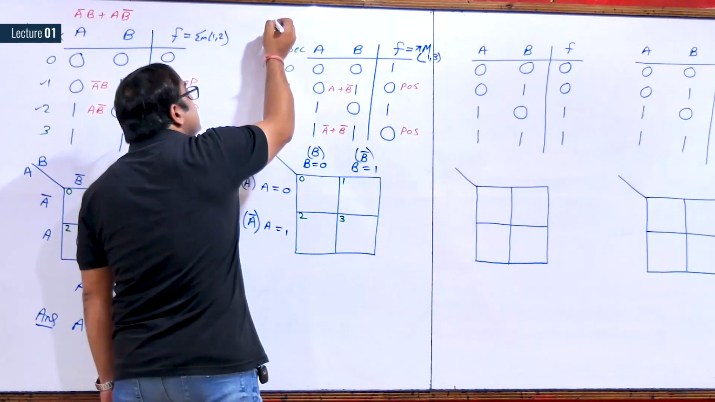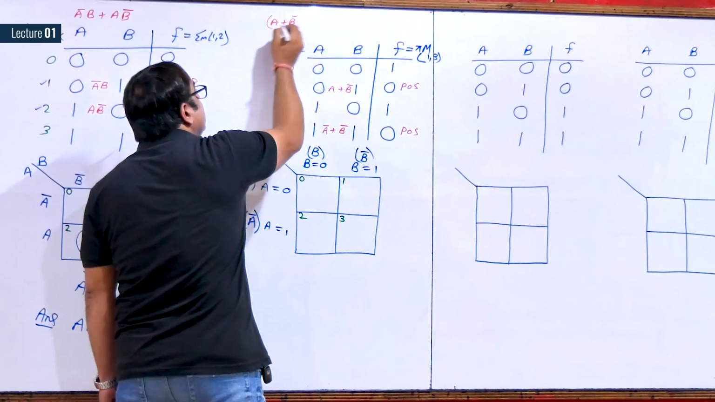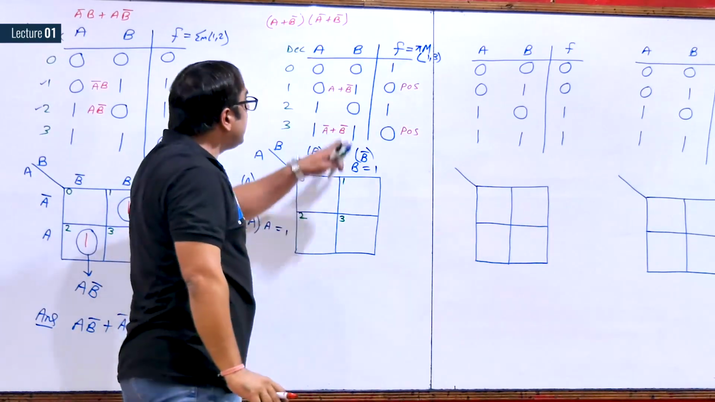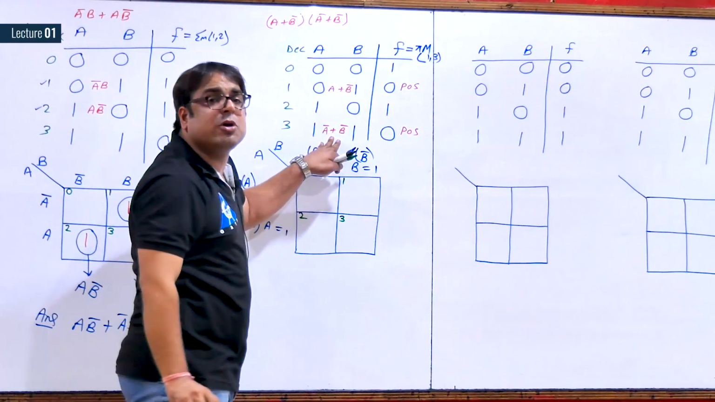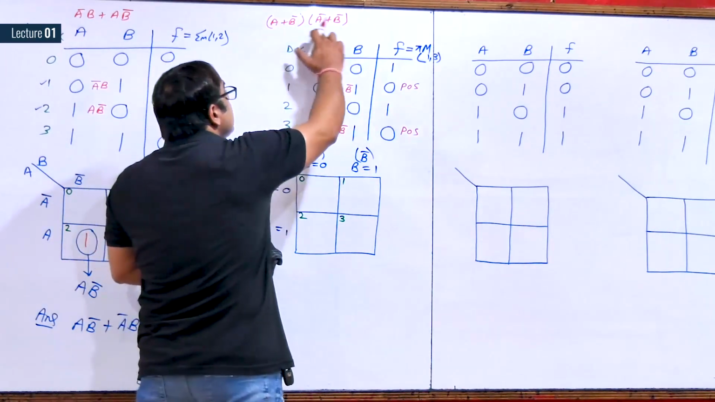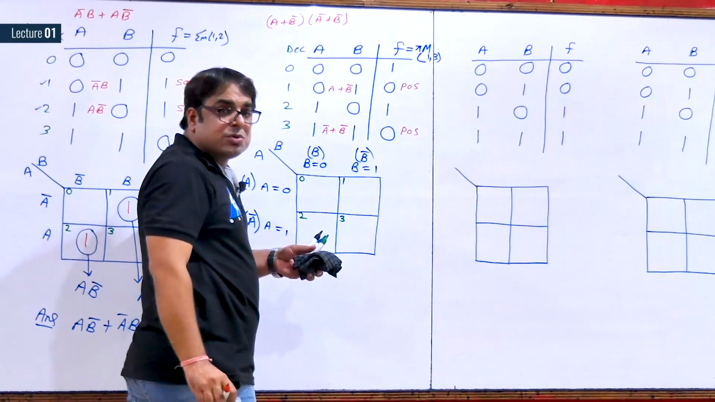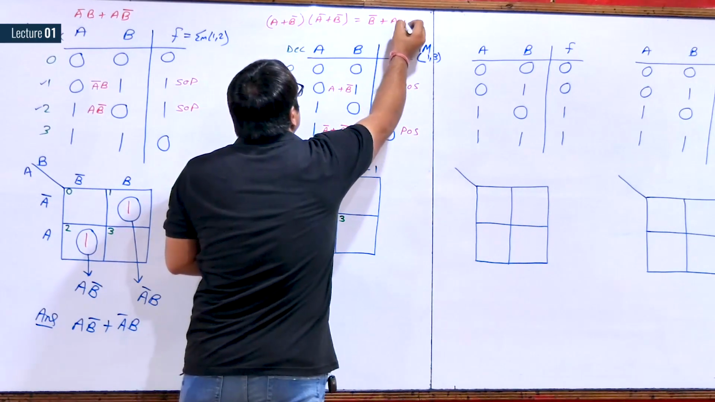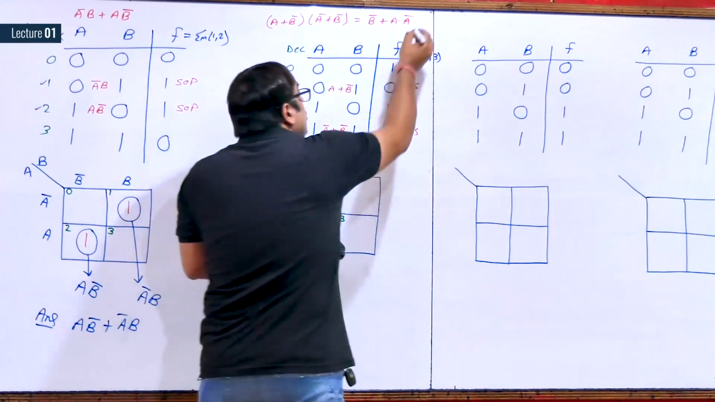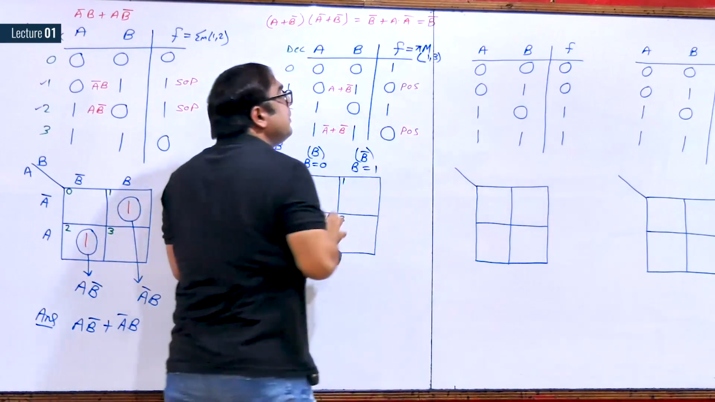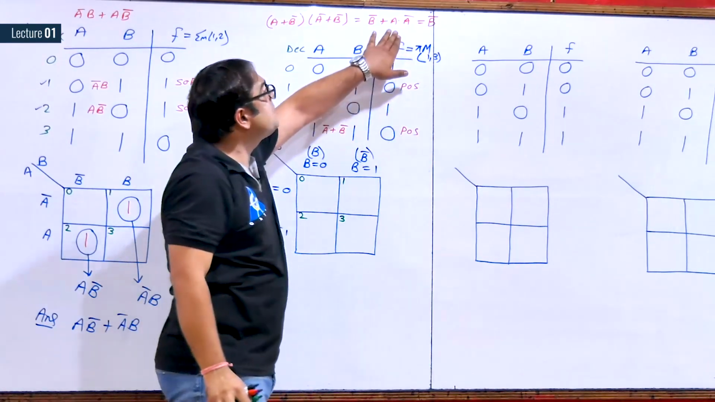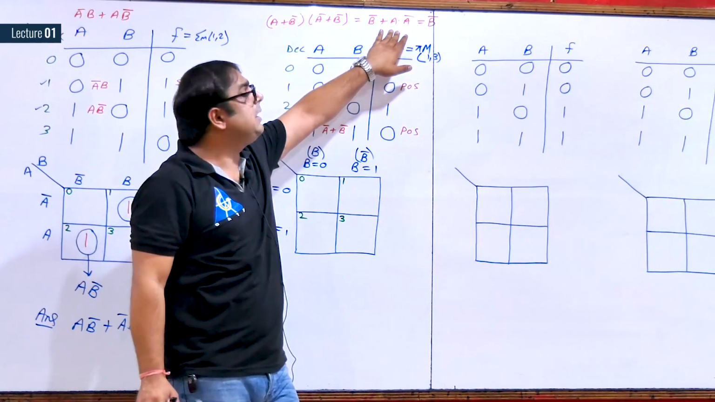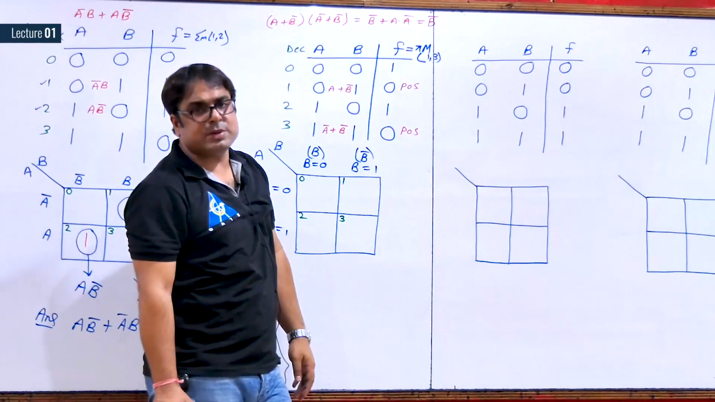So using Boolean, this becomes A plus B complement, and this becomes A complement plus B complement. Now see here, using the distributive law, take B complement common, and this becomes A dot A complement. So using Boolean, the answer is B complement. That is the same answer which we got using SOP, the same answer we are getting using POS.